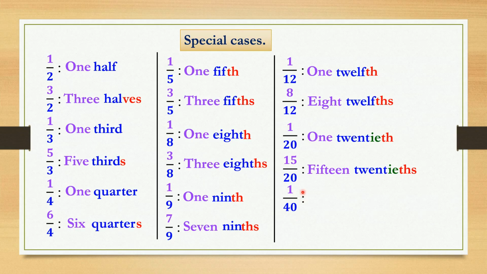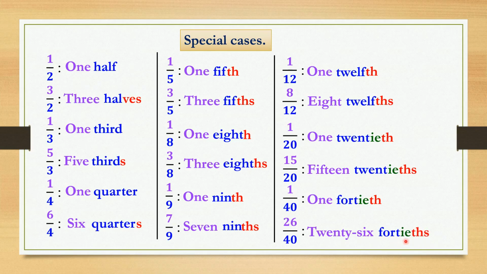1 over 40, it's the same as 20. It ends with a y, so we read it one fortieth. Here, be careful, forty has o, not ou. And we change the y into ie, then we add th. 26 over 40, we read it twenty-six fortieths. So we change y into ie, then we add ths.